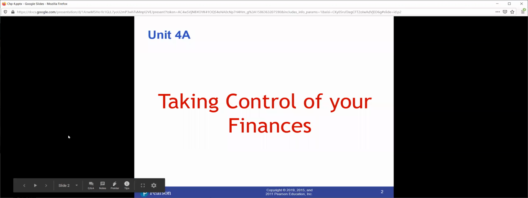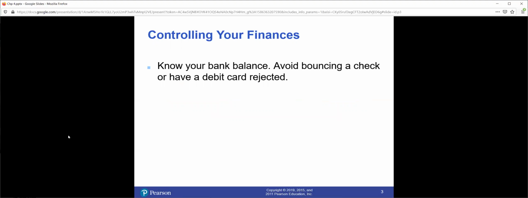First thing we'll talk about is taking control of your finances. What does that mean? Well, in order to have a better understanding of your finances, your money, your wealth, you first of all need to know how much you have, right? Know your bank balance. If you know how much money you have, you know how much money you can spend. It's not only embarrassing, but also negatively affects your credit and is a bad look if you have your debit card rejected because you try to purchase something you can't afford. Or if you end up spending so much money that when you go to buy necessities, you can't have them. So knowing how much money you have is important.